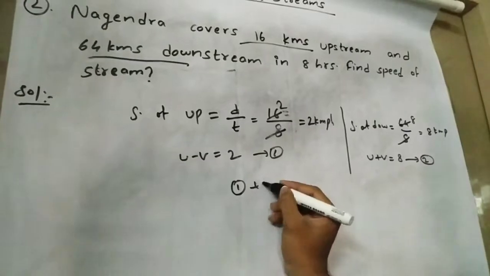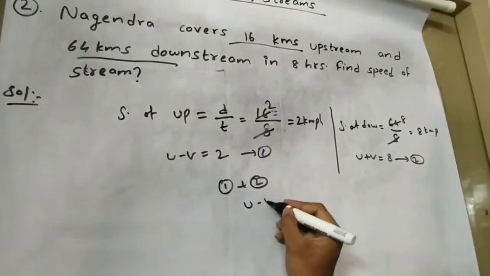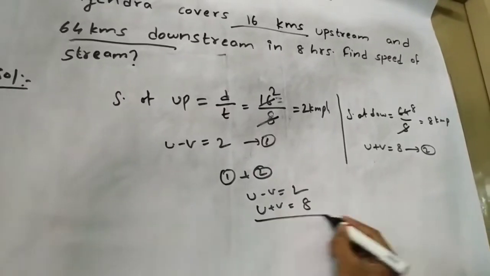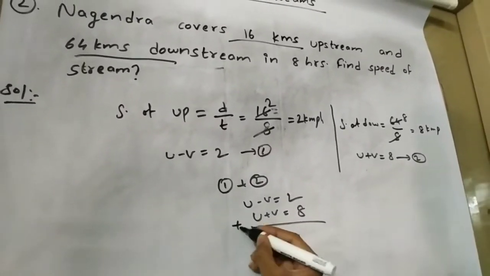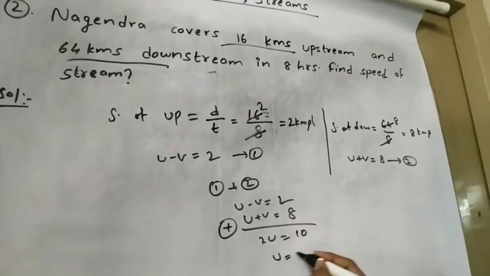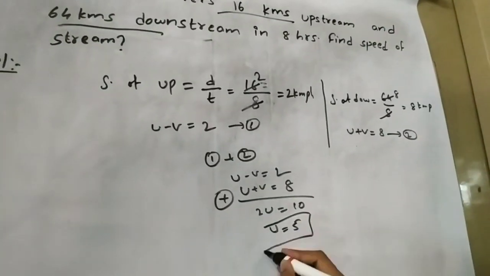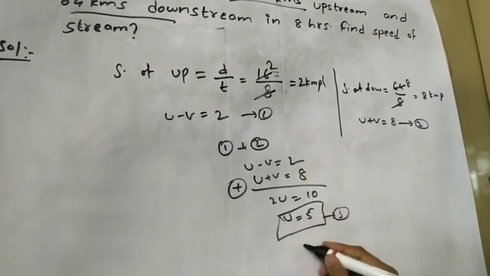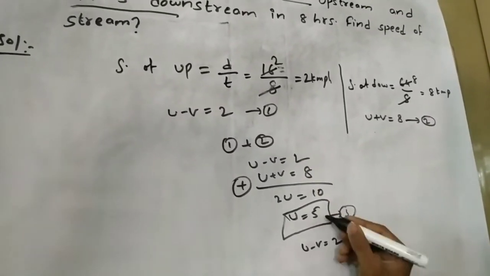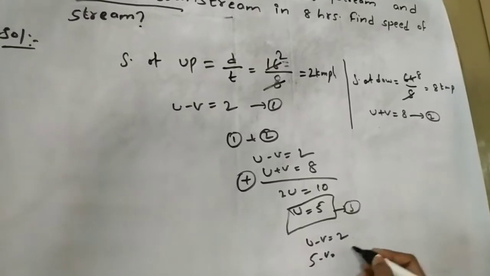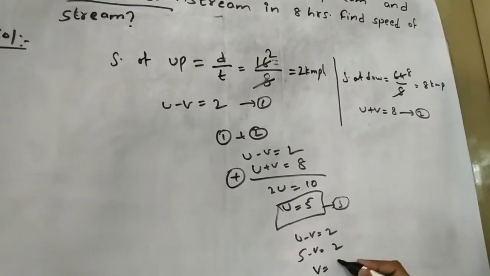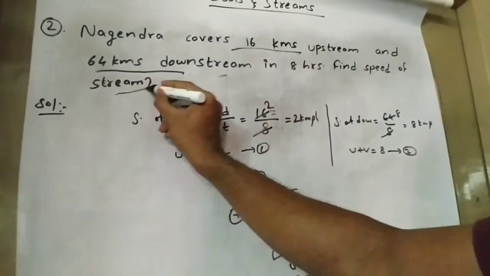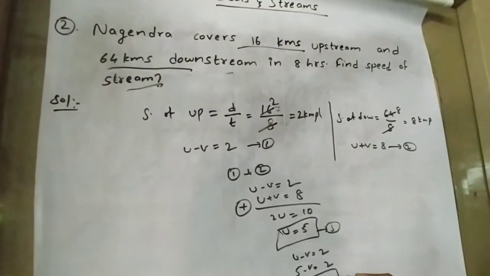Adding 1 plus 2: U minus V is equal to 2, U plus V is equal to 8, 2U is equal to 10, U is equal to 5. Now put this in equation 1: U minus V is equal to 2, here U is 5, 5 minus V is equal to 2, V is equal to 3. They are asking us to find the speed of the stream, so they are only asking about V.